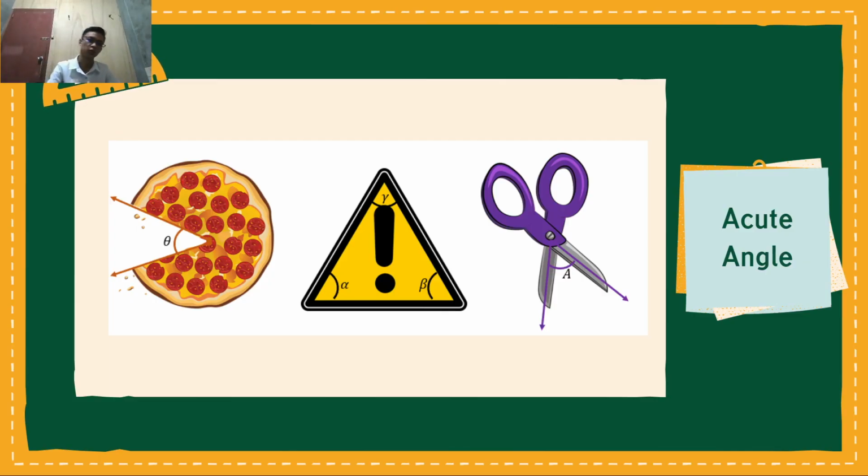We have another one, the second one, it is a triangle. I do believe we can see this karatula in the streets, sa mga highways. It is a danger sign, right? Correct me if I'm wrong. And we have the third one, the seesaw. Yeah, it forms an acute angle. So those are the examples of acute angle.